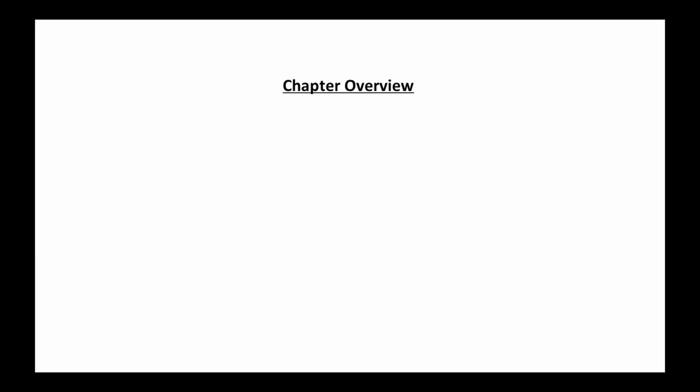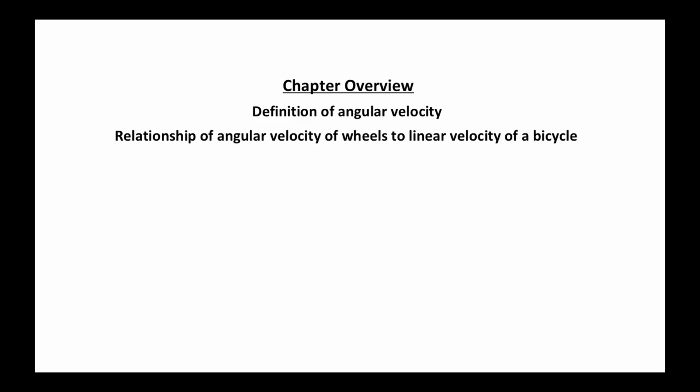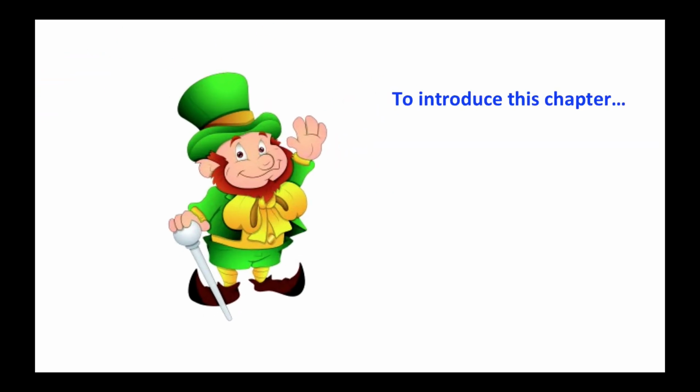In this chapter, we will look at the definition of angular velocity and then talk about the relationship of angular velocity of wheels to the linear velocity of a bicycle. I'll focus on some terms as I try to connect linear and angular velocity.